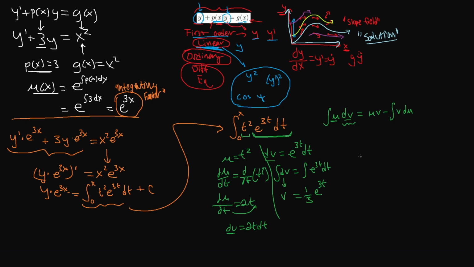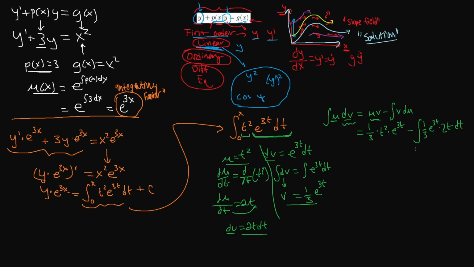So now we have u and we have v. Let's calculate this. u is t squared, v is this. So this first term is 1/3 times t squared times e to the 3t, minus the antiderivative of v, which is 1/3 e to the 3t, times du, which is 2t dt.